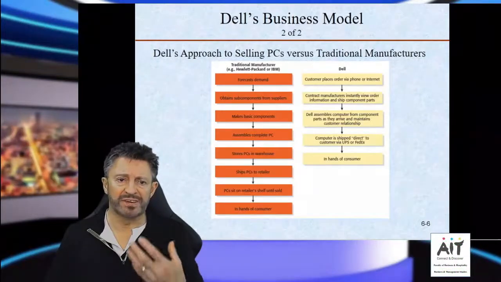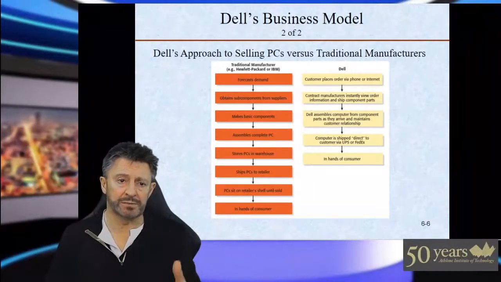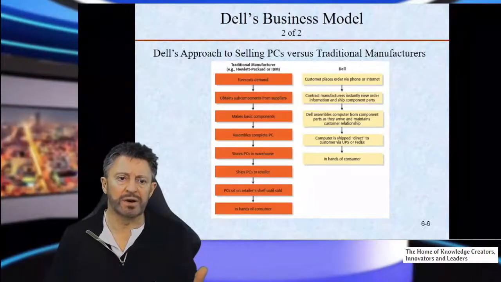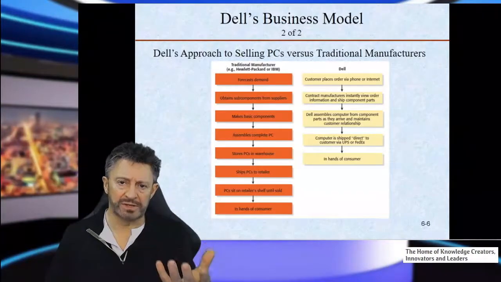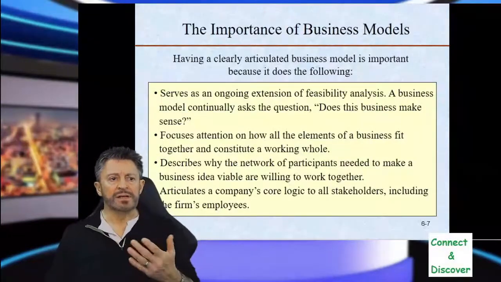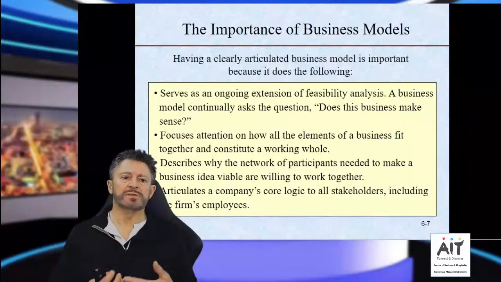They had already very advanced production systems, so they knew the levels they could produce and the speed at which they could produce. They already had their contracts in place with their suppliers, know how to get the product from the assembly line directly to the consumer. So having a clearly articulated business model is important because it does the following.